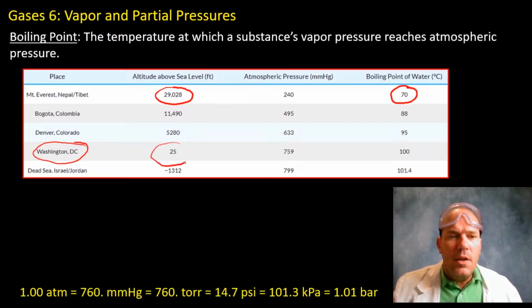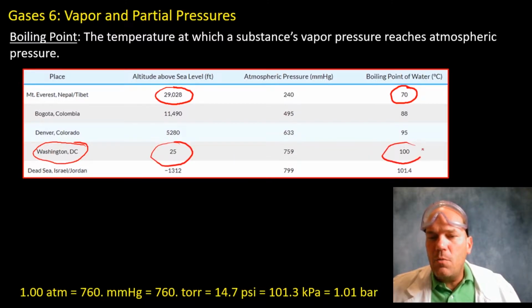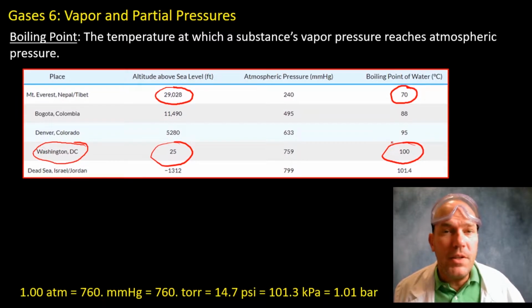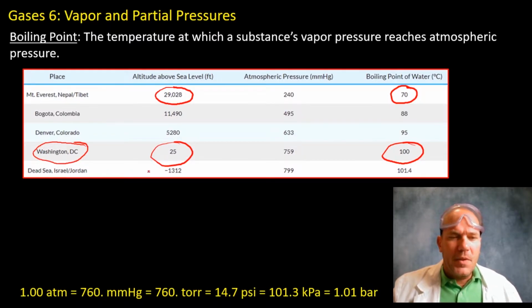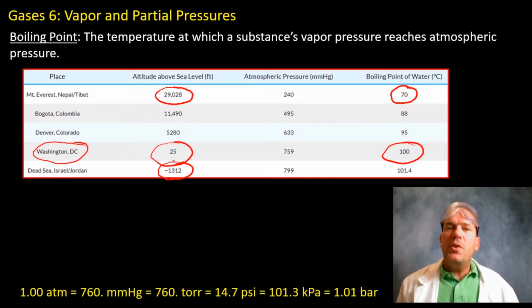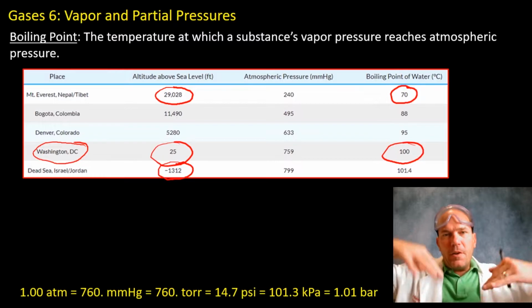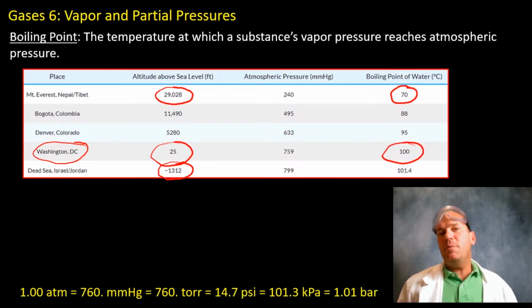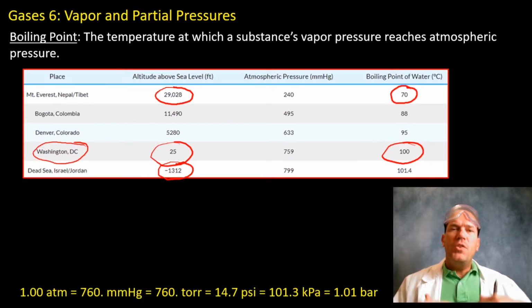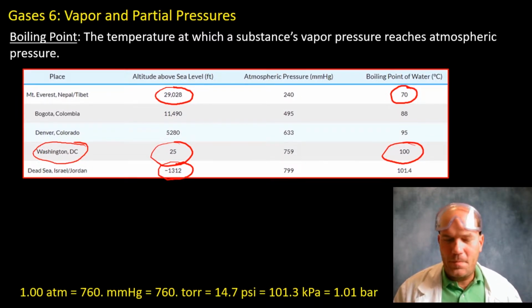Washington, D.C., we're at sea level, and water boils at 100 degrees Celsius, just like what we're used to. And then lastly, the Dead Sea. This is pretty cool. The Dead Sea is below sea level. So there's a greater atmospheric pressure exerted down onto the liquid water, which means it requires a much higher temperature for water molecules to have enough energy to escape into a gaseous form.